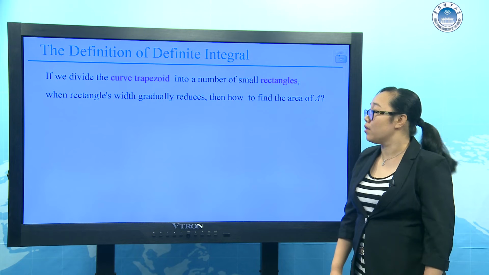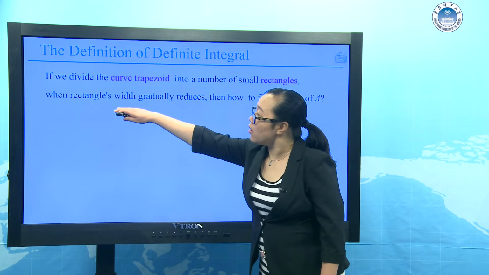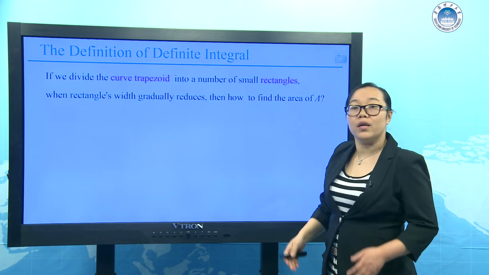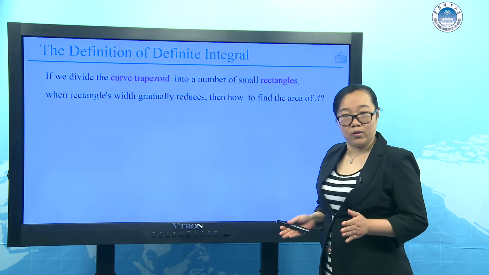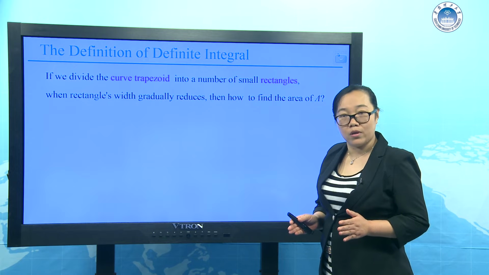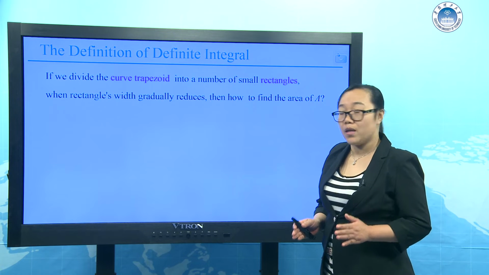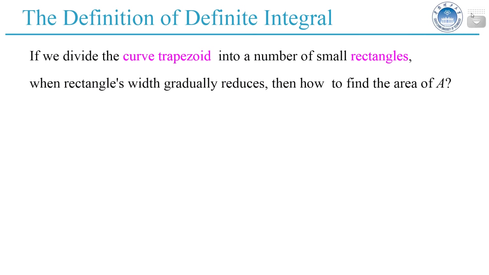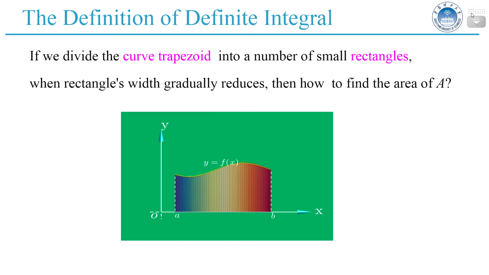So now look at the following idea. If we divide the curved trapezoid into a number of small rectangles, and the number of small rectangles goes to infinity, the rectangle's width gradually reduces. Then how to find the area A? Now look at the figure. Maybe we have infinitely many small rectangles.